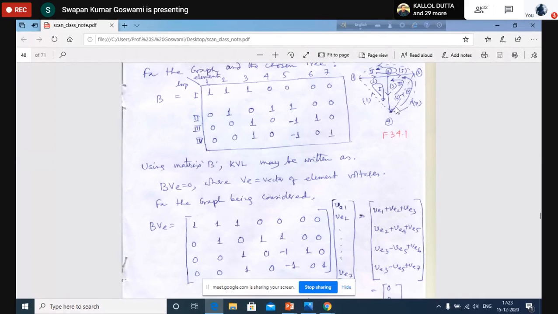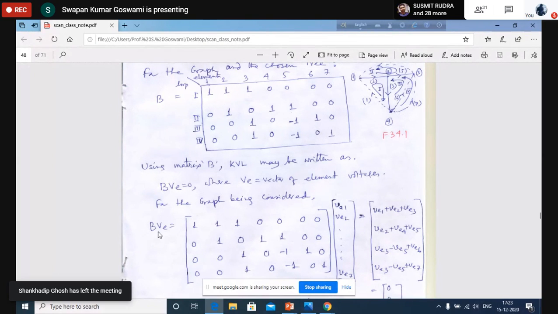Then in loop 3, V3 plus V6 minus V5. Okay, V3 minus V5 plus V6. Again, the sum of voltages around loop 3 will also be equal to 0. And in loop 4, it is V3 plus V7 minus V5. So that is also equal to 0.